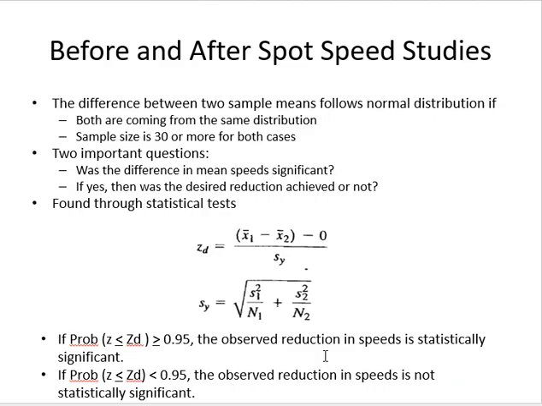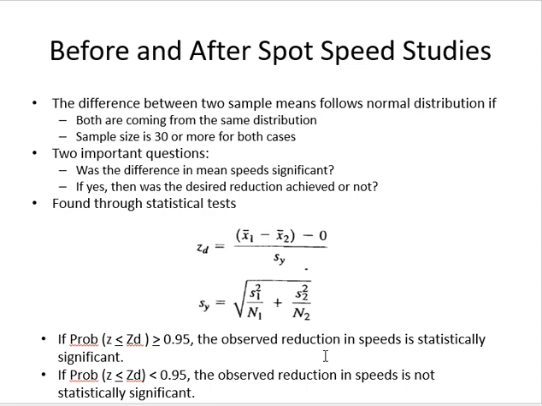Coming back to the discussion of before and after studies, in both cases we should have at least 30 samples. We are trying to answer two important questions here. The first question is: is there a significant change in the data? The before data has a mean of 48, the after data has a mean of 47.9. It's almost the same. So we ask whether we have a significant change in the data. For that, we do a test which is called a Z test.